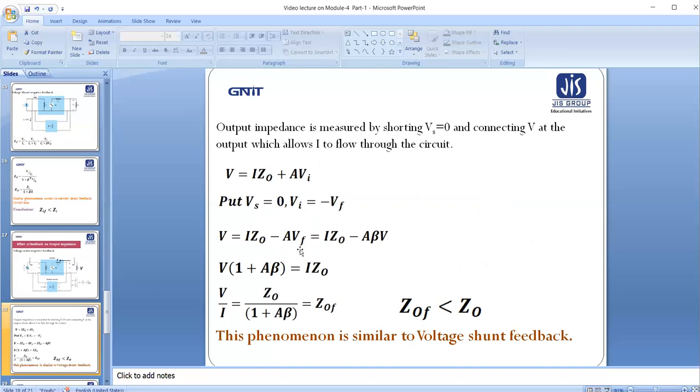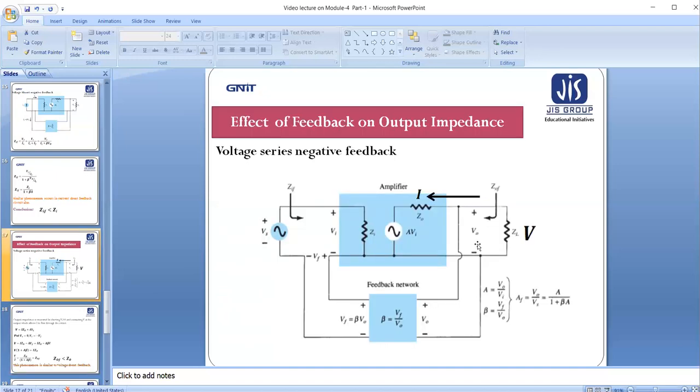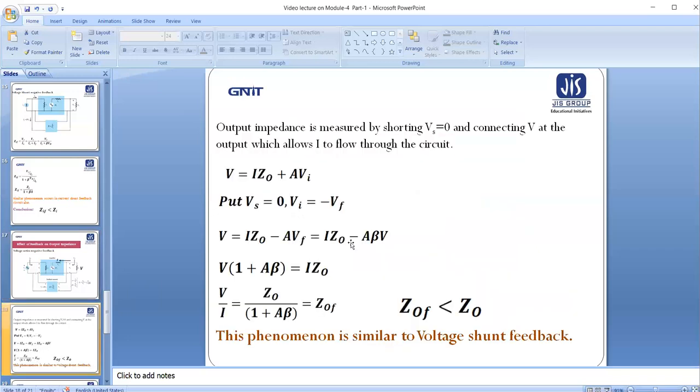Vf equals beta into V. Here I have not written V naught because there is no output signal. So Vf can be written as beta into V. Okay, so here V, and here also A beta V. So V is taken common: V times 1 plus A beta equals I Z naught. Now V by I equals Z naught by 1 plus A beta. It's fine. Now what is V by I?